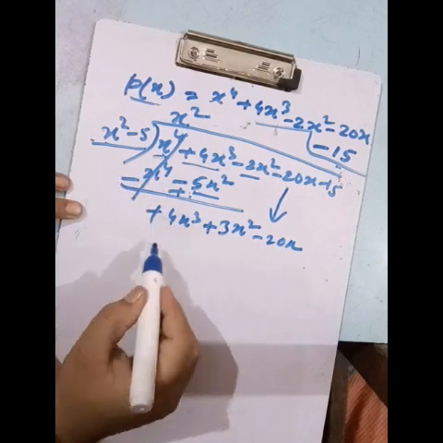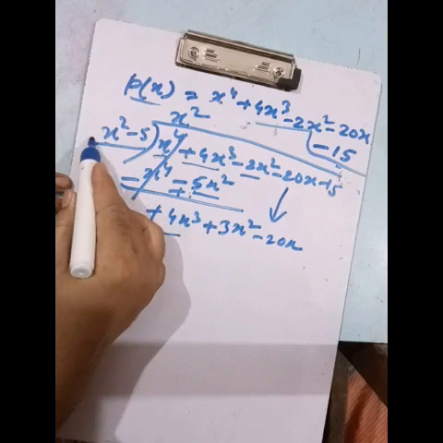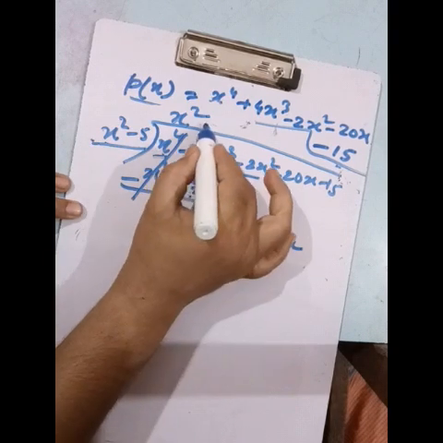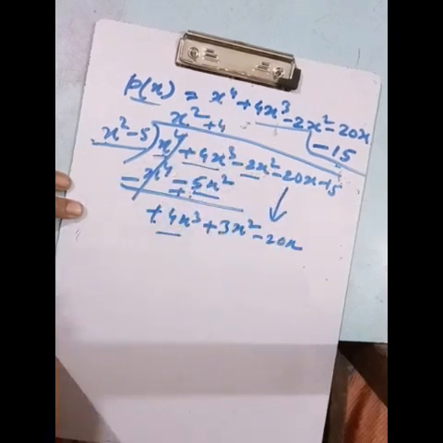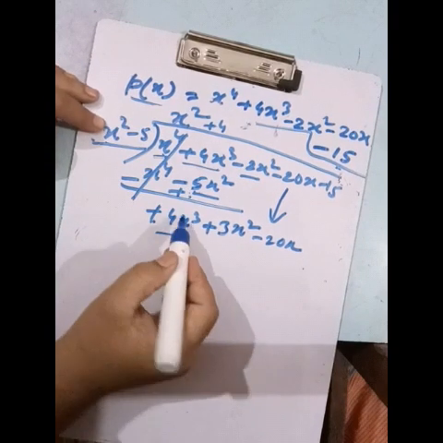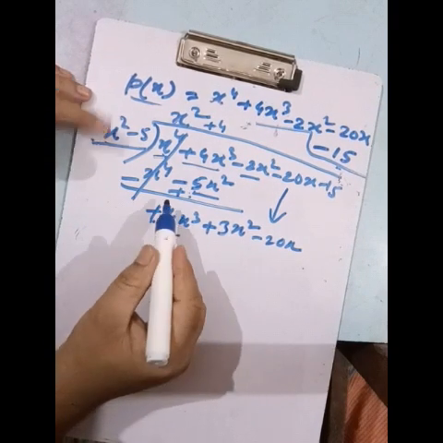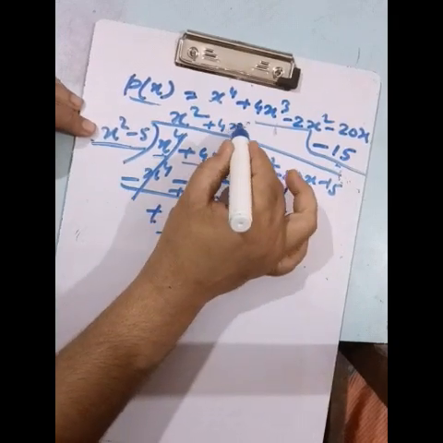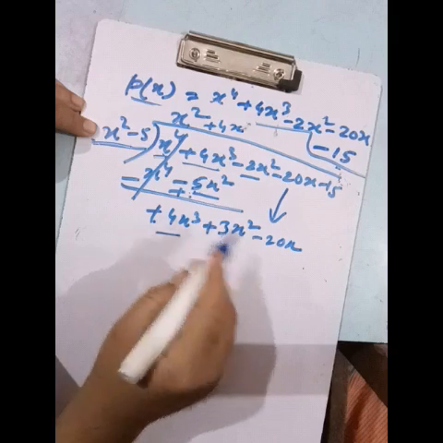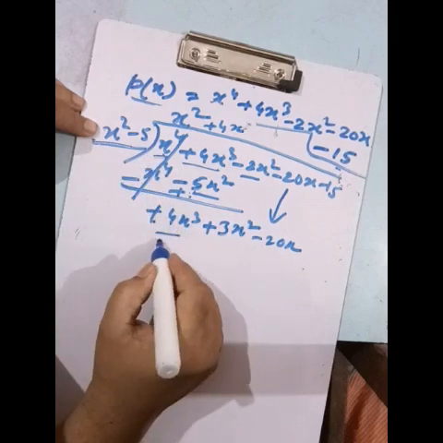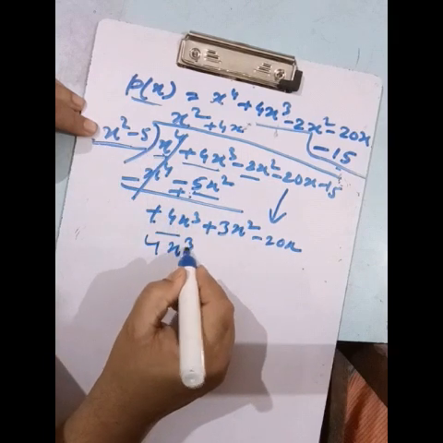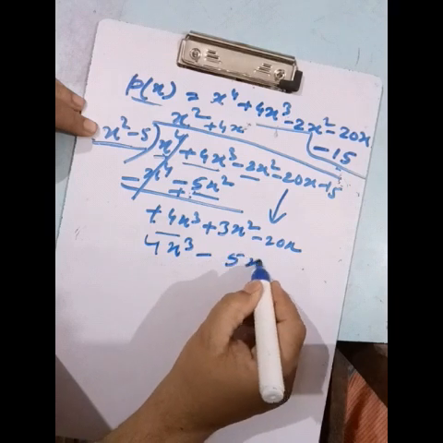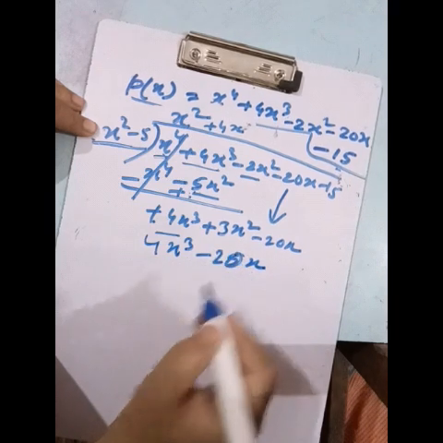And now we compare this and this. This is plus 1, this is plus 4, so here the sign will be plus and 4 will be multiplied. And here x to the power 2 and here x to the power 3. So if you multiply this divisor by x, you will get x cube. So we will write here 4x. And now you will multiply this by 4x, so you will get 4x cube minus 5x, minus 20x.